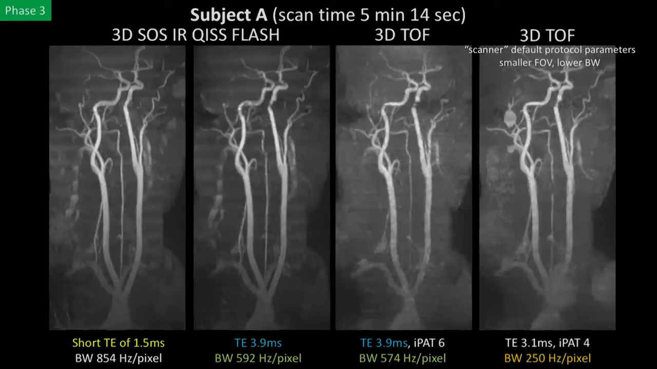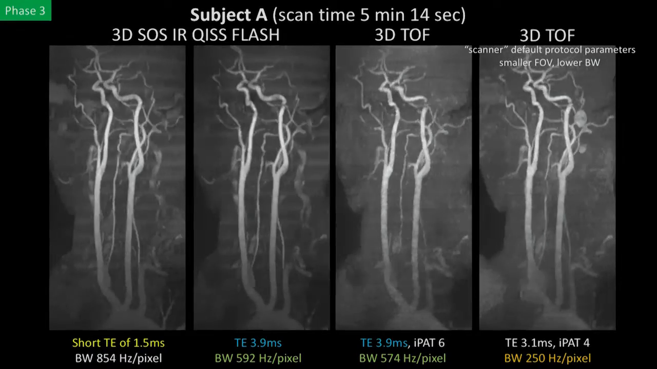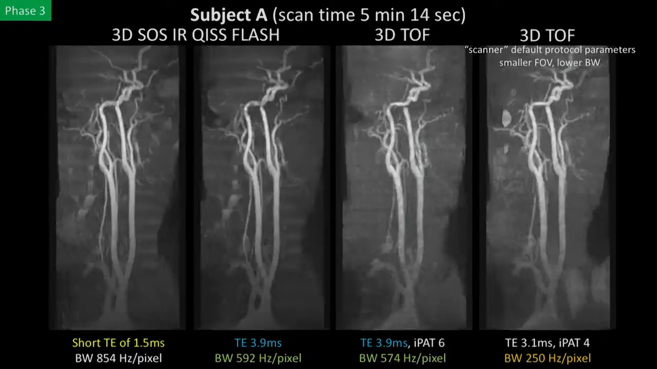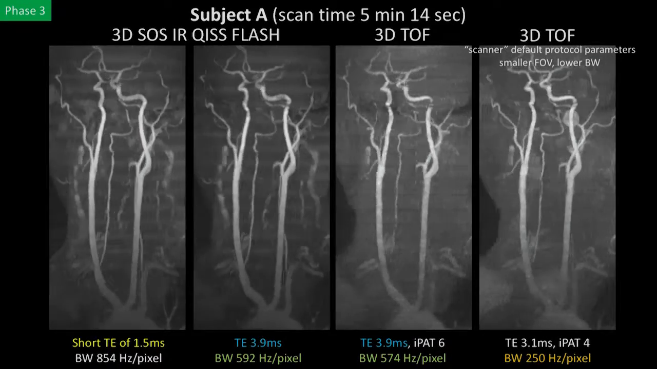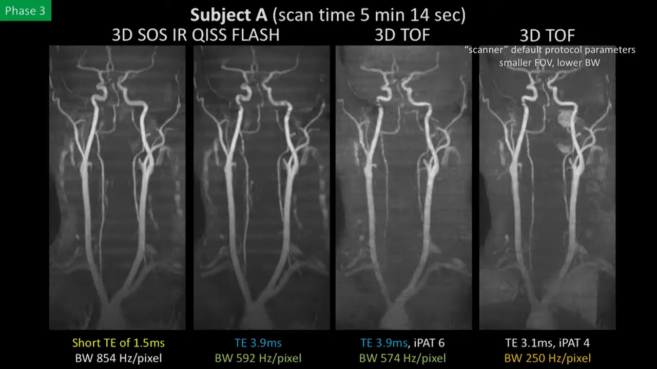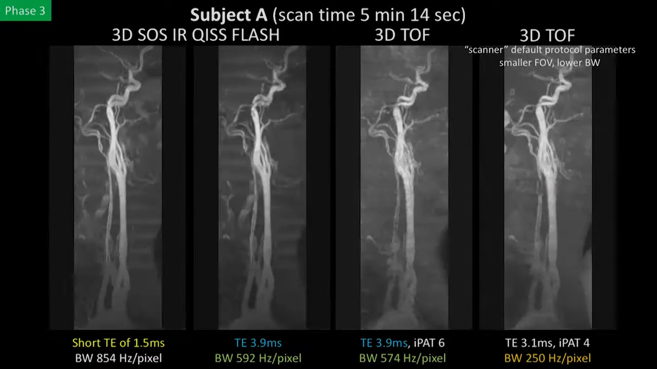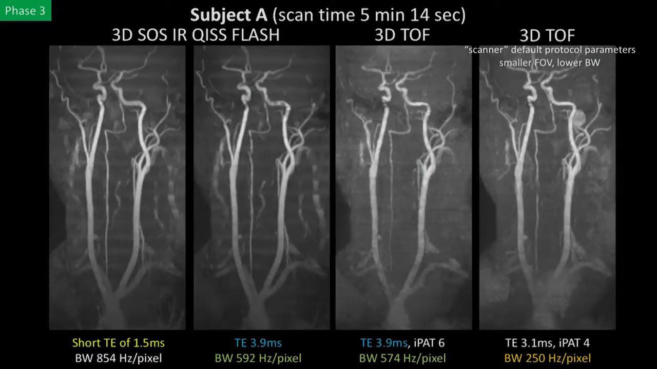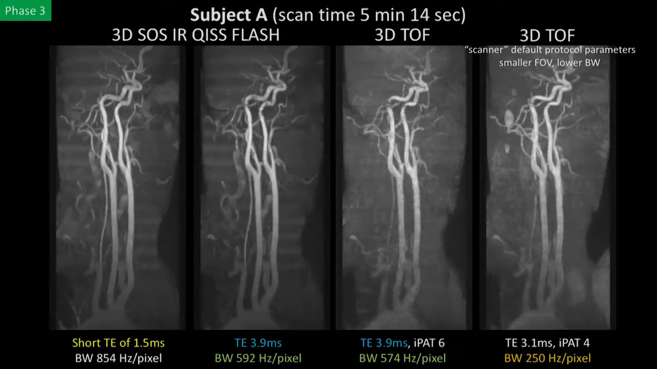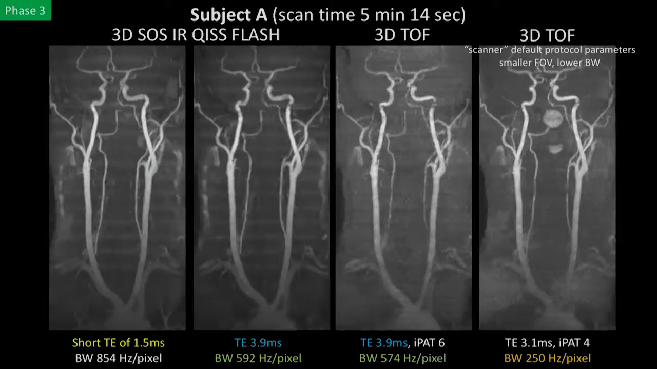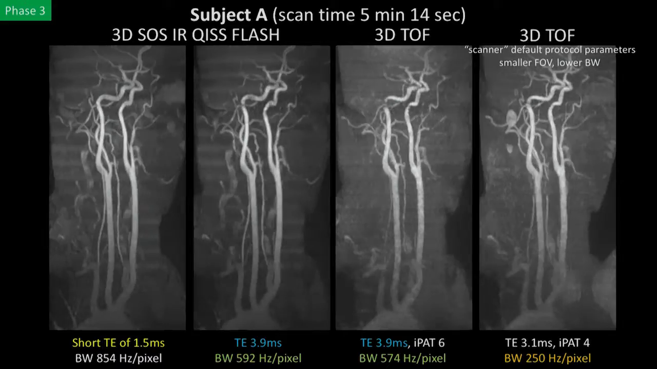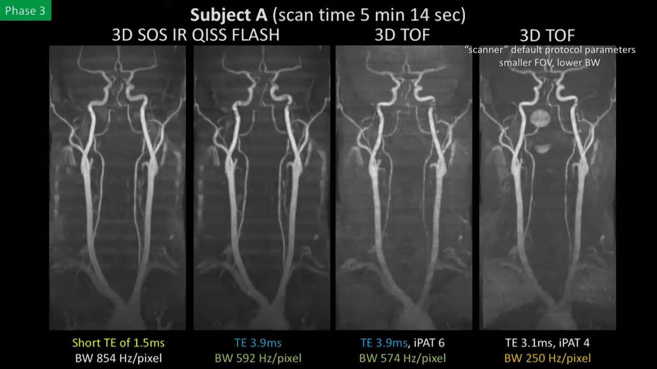So on the left here are 2 3D stack of stars KISS flash acquisitions, which just differ in terms of the echo time and bandwidth. And on the right are 2 implementations of 3D time of flight trying to match the scan time and anatomical coverage. This is more of a conventional protocol, just instead of acquiring the data at the bifurcation, we simply acquired more slabs and accelerated the scan to match the scan time of the stack of stars scan.